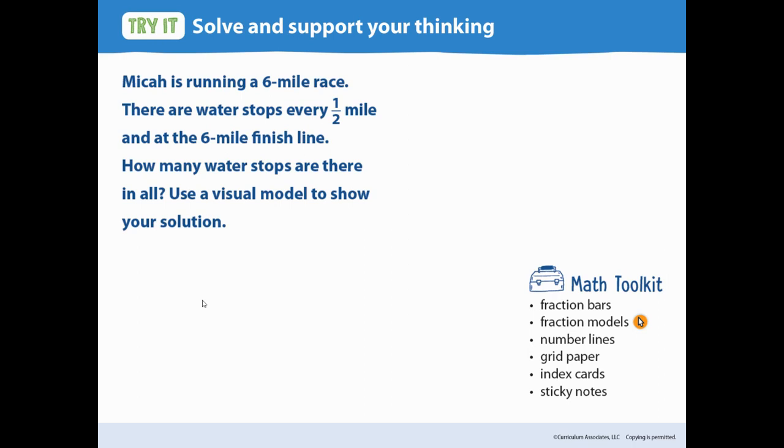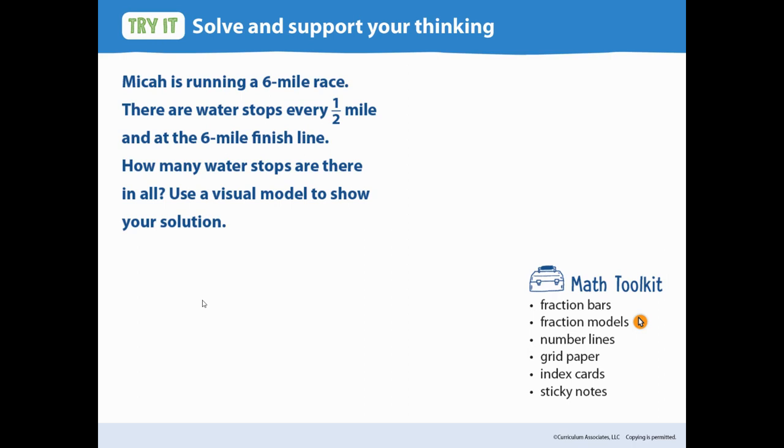One more time. Micah is running a 6-mile race. There are water stops every 1/2 mile, and at the 6-mile finish line. How many water stops are there in all? Use a visual model to show your solution. Go ahead and do that. Once you are done, go and resume the video and you guys can check your answers. I'm going to try to show a couple different models. So go ahead and pause the video, do the work, and then we will come back to it.